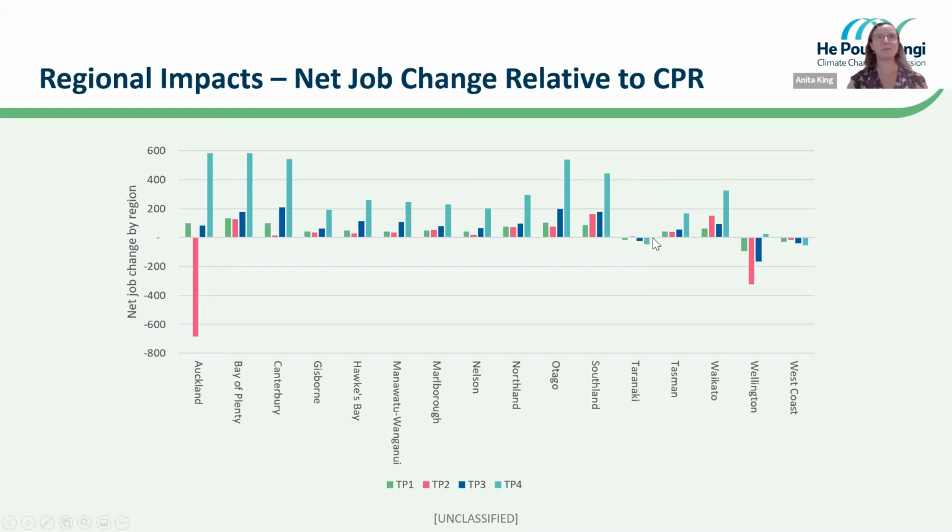We need to be seeing what we can do to help the workers in those regions move on to other roles. In the rest of the country, we've actually generally got a net positive impact, and we've actually got a bigger impact in our most stringent scenario. It appears that we need a lot more people to be working to move to our low carbon economy, especially when we're trying to do it fast, than we do for a higher carbon economy.